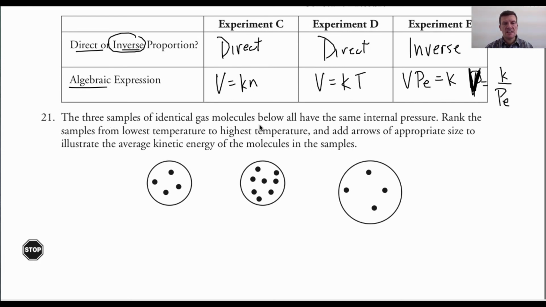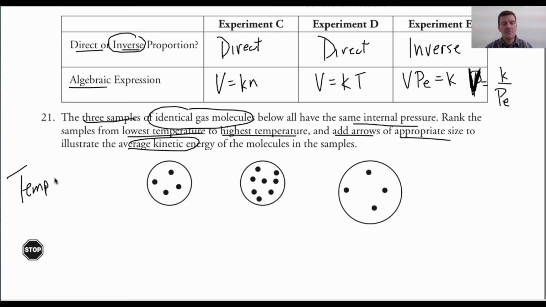The three samples of identical gas molecules below all have the same internal pressure. Rank the samples from lowest temperature to highest temperature and add arrows of appropriate size to illustrate the average kinetic energy of the molecules in the sample. Okay, so what they're saying here, you've got three samples, all the same gas molecules, and they all have the same internal pressure. Remember, I just mentioned that temperature is a measurement of the average kinetic energy of the gas particles, or any particles for that matter.